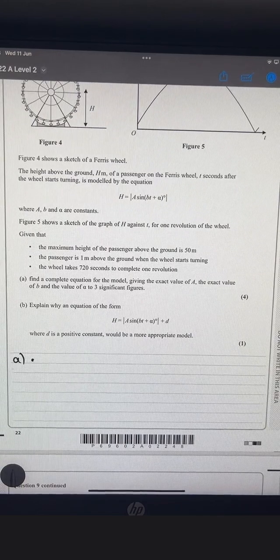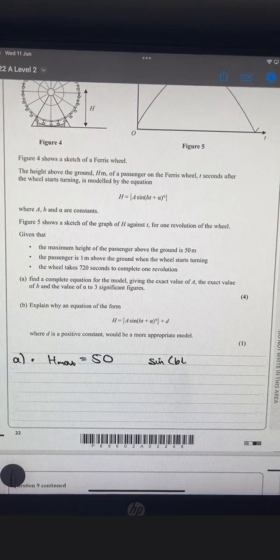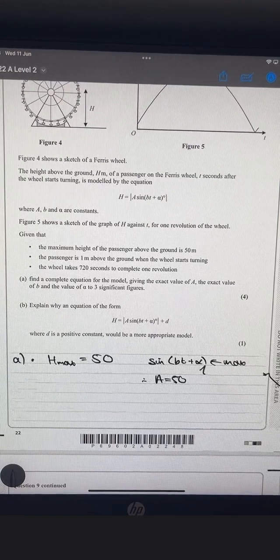So I know maximum height, h max, is equal to 50, right? When is that maximum height going to occur? When this sine function is at its max, right? So sine bt plus alpha is at its max. So therefore, a is going to be equal to 50, right? What is the max value of sine? That's 1. So h is basically equal to a times 1, max 50. So a is going to be equal to 50.